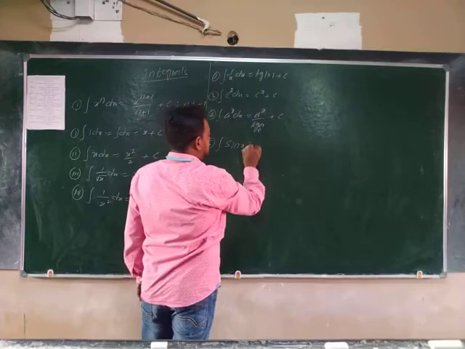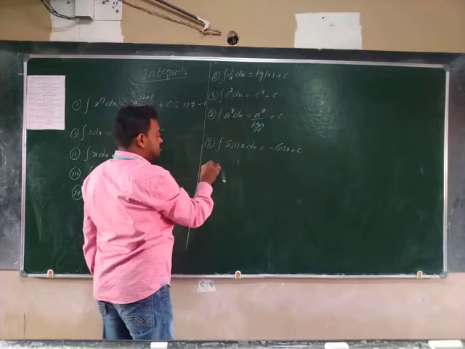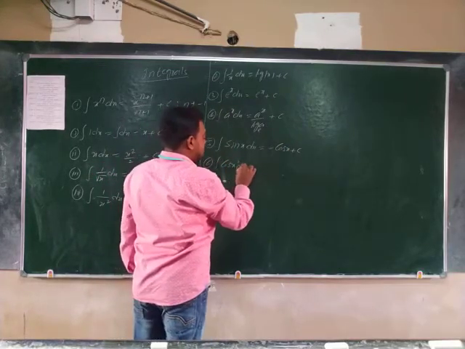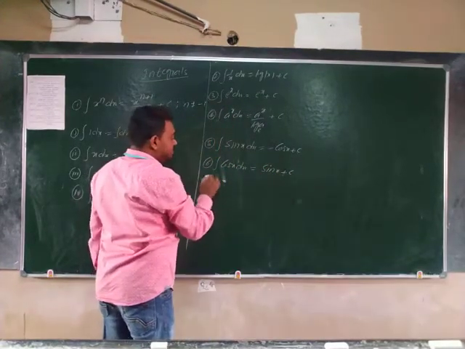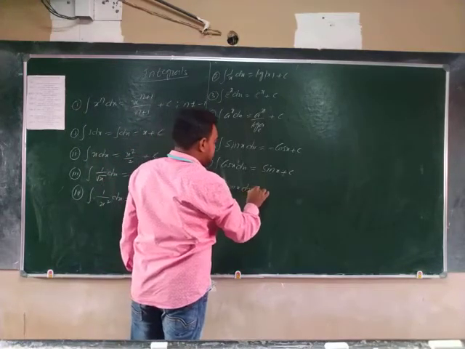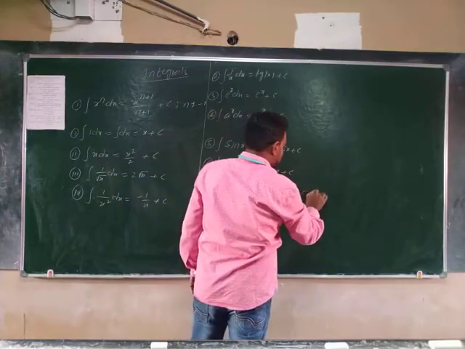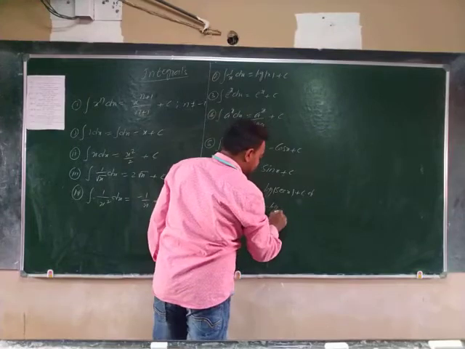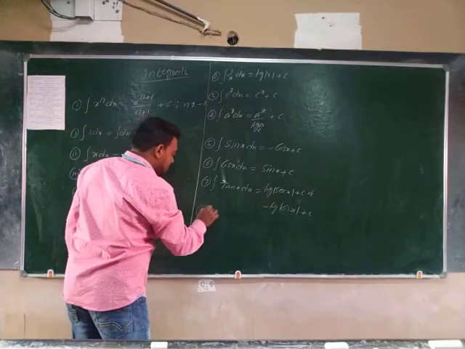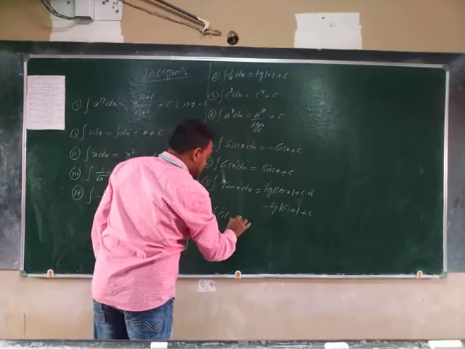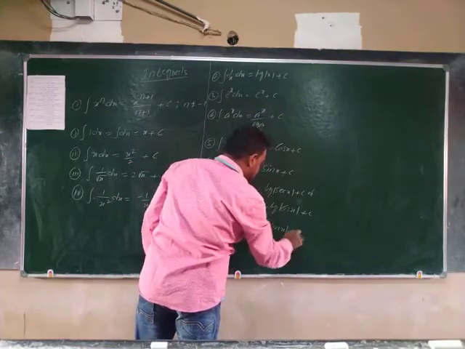Next, fifth one, integral of trigonometric functions: integration of sin x dx is equal to minus cos x plus c. Integration of cos x dx is equal to sin x plus c. Seventh one, integration of tan x dx is equal to log mod secant x plus c, or minus log of cos x plus c. Eighth one, integration of cot x dx is equal to log mod sin x plus c.